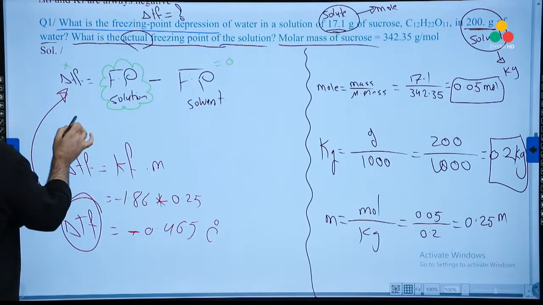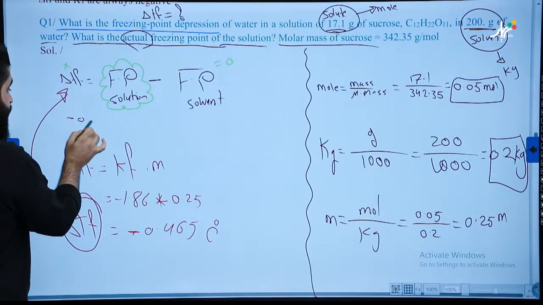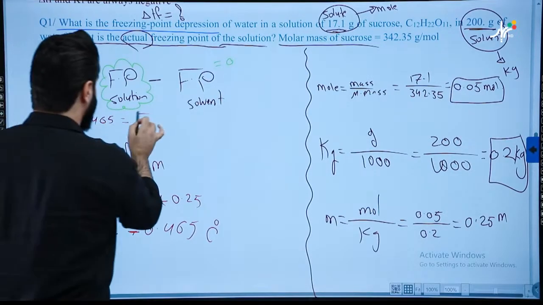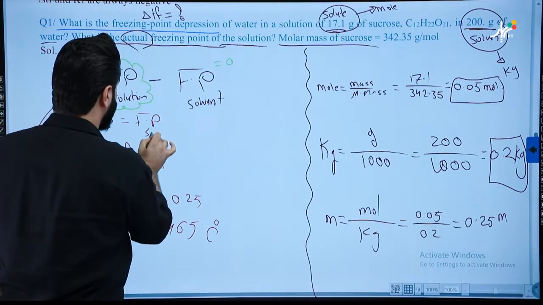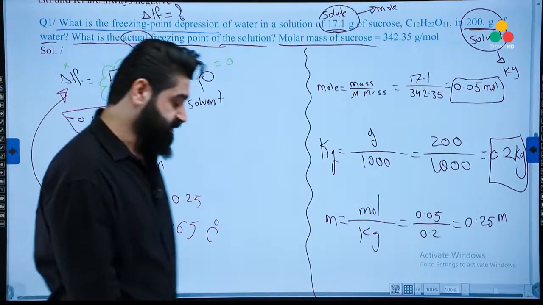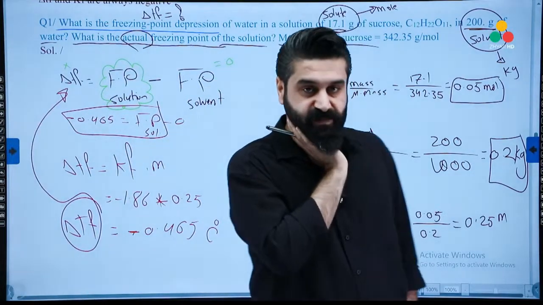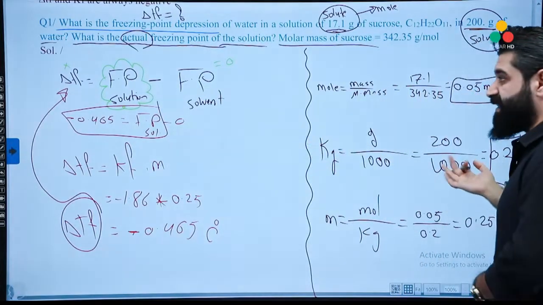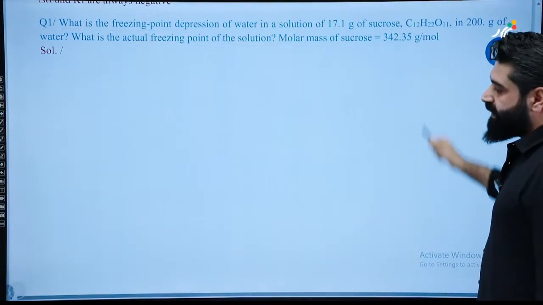Okay, look. Negative 0.465 equals FP of solution minus 0. So it will stay the same. Anything minus 0 will stay the same. Right? Okay? Very easy. I think nothing at all. Let's get to the next question.